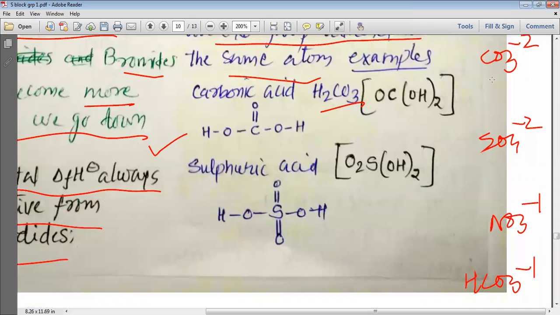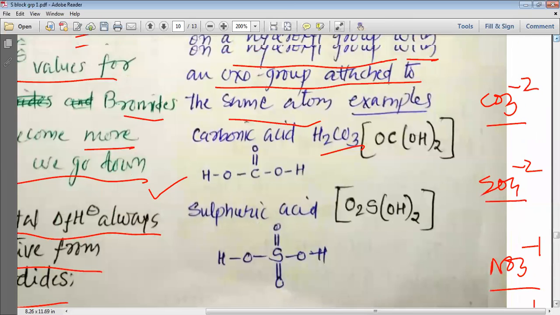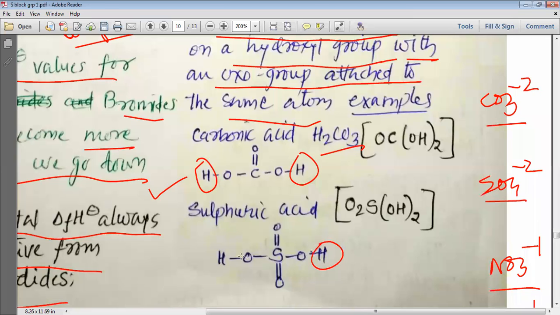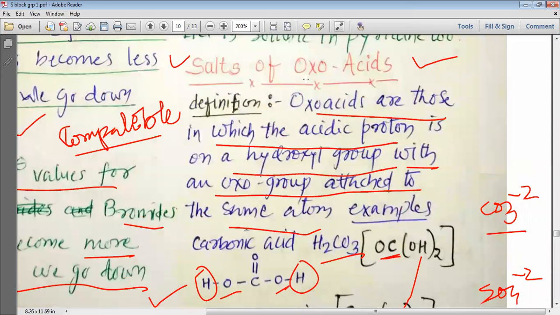So if an element makes a carbonate or sulfate or nitrate or hydrogen carbonate, then these kinds of compounds are known as oxoanions. You can see that the hydrogens produced by such acids are not directly bonded to the central atom, but are just bonded to the oxygen as an OH group. That is why you can say that H2CO3 is nothing but CO(OH) twice, and H2SO4 is nothing but SO2(OH) twice. These hydrogens are bonded directly to the oxygen, and that is why such ions are known as oxoanions, and the acids produced are known as oxoacids.